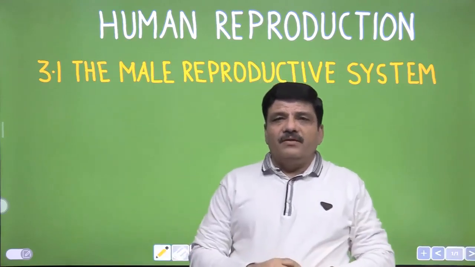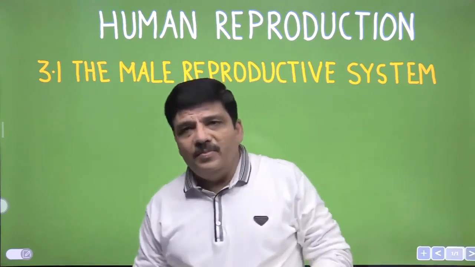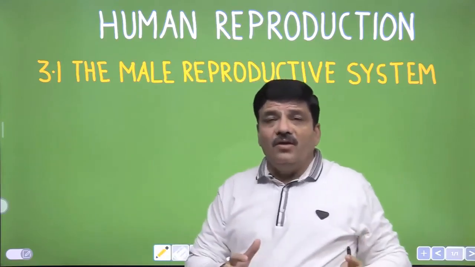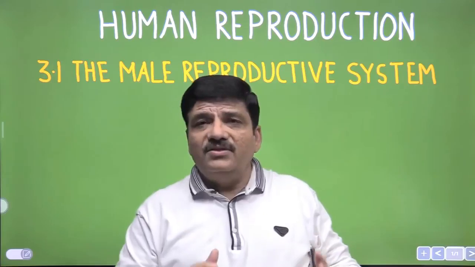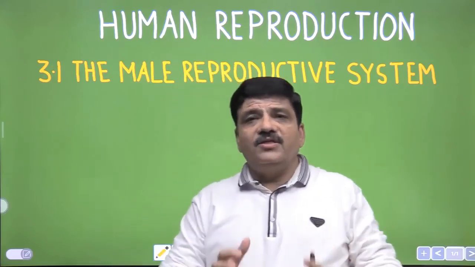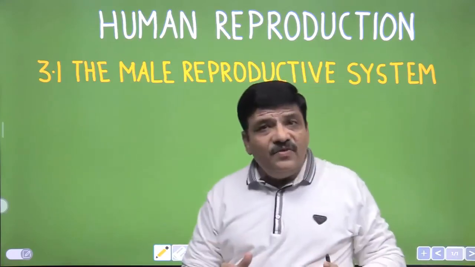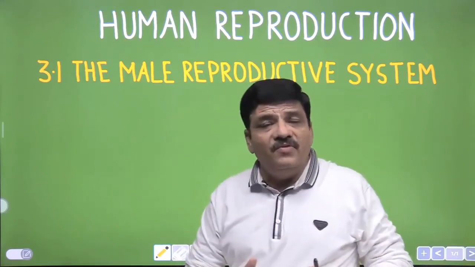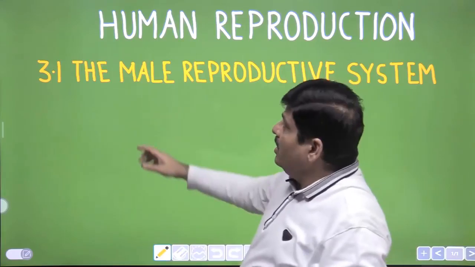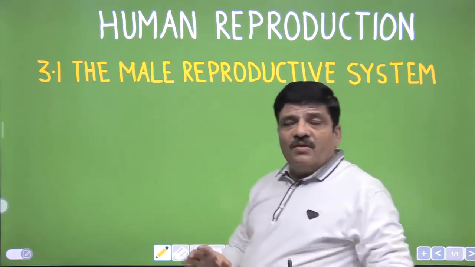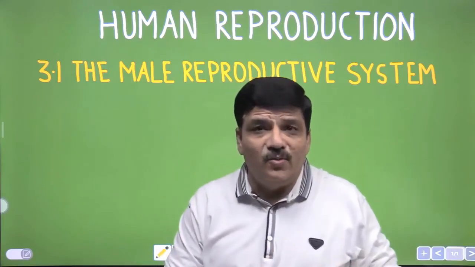Today we will begin the discussion on human reproduction. So this is the chapter, that is chapter number 3 of your class 12th NCERT biology textbook for NEET entrance examination. And the specific topic of this chapter that we are going to discuss in this video is 3.1, the male reproductive system. First, a very important question to begin with.